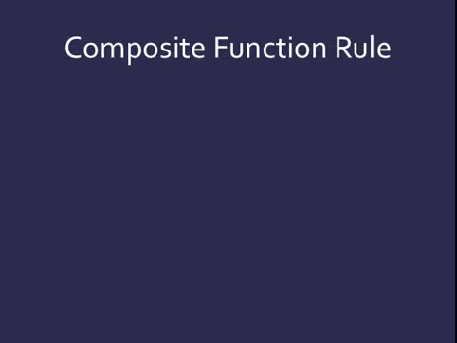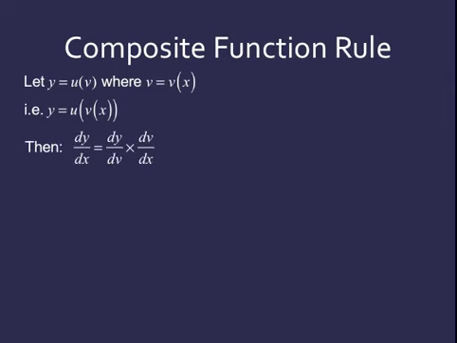There is an alternative way of looking at the composite function rule. We can let y equal u of v, where v is another function such that v is equal to v of x. In other words, y is equal to u of v of x. Then the composite function rule can be written as dy by dx is equal to dy by dv multiplied by dv by dx. In other words, the differential of y with respect to v multiplied by the differential of v with respect to x.